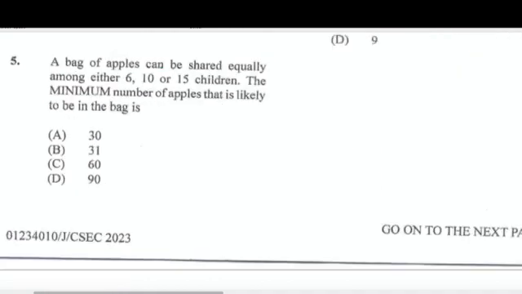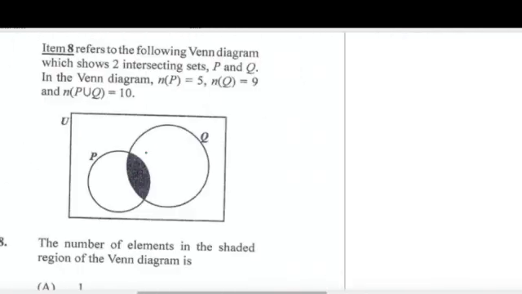Number 5, a bag of apples can be shared equally among either 6, 10, or 15 children. The minimum, and when they put minimum in capital letters, you know it means something. The minimum number of apples that is likely to be in a bag is, well, we have 6, 10, or 15. The minimum will refer to the LCM, which is the lowest common multiple, which will be 30. 30 is a multiple of 6, 10, and 15. It obviously will not be 31. It is also the least.